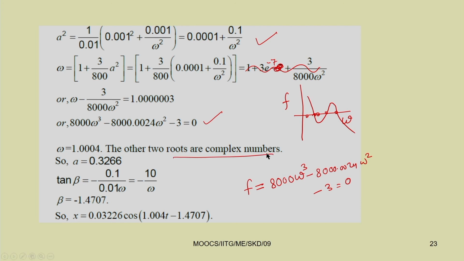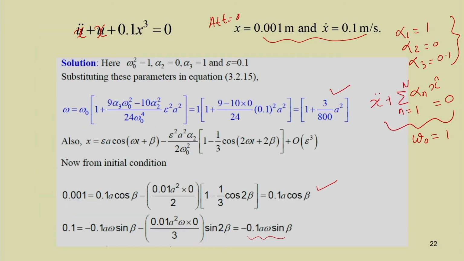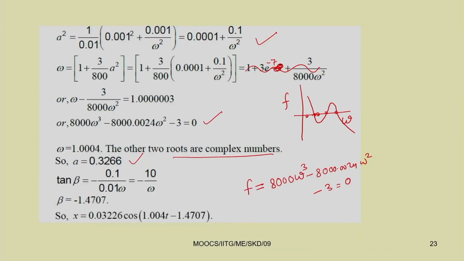So, taking that value of omega, we can find the expression for a, and from that you get a equal to this. Then dividing sine by cos, you can find tan beta equal to this, from where you can get beta. So, x can be written as 0.03226 cos of 1.004 t minus 1.4707. You can see the frequency here equal to 1.004. Though your omega 0 is equal to 1, the frequency with which it will oscillate is 1.004. So, this way, using the Lindstedt-Poincare method, you can solve this nonlinear equation of motion.